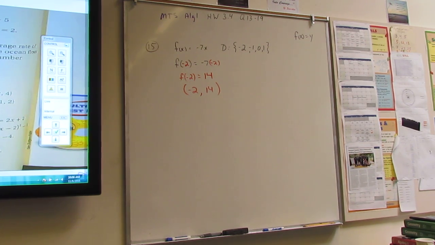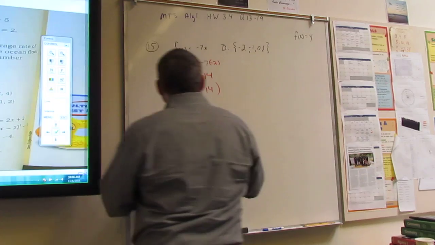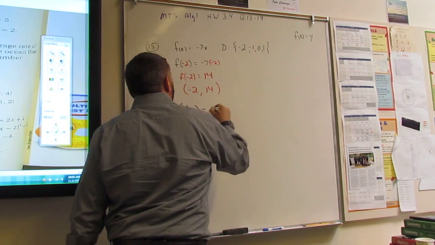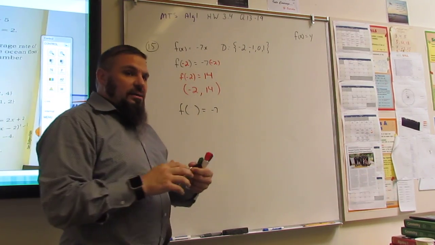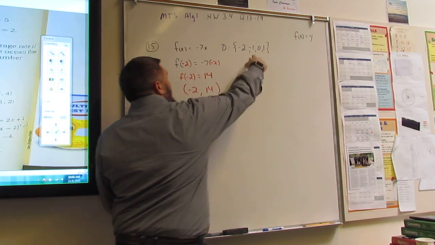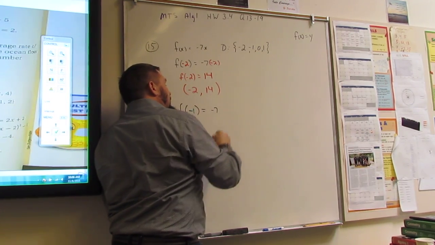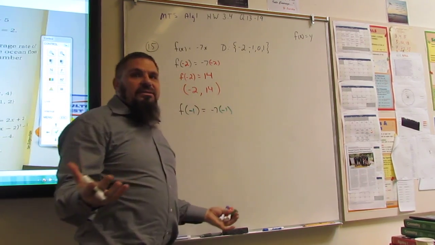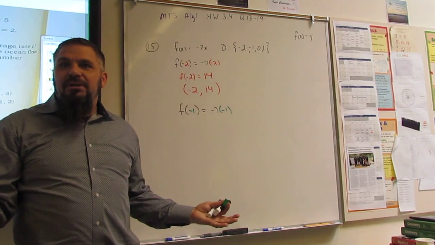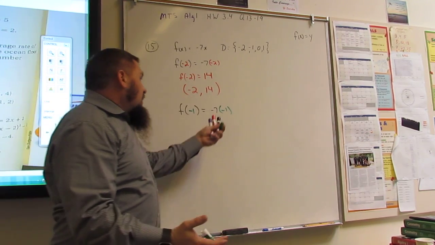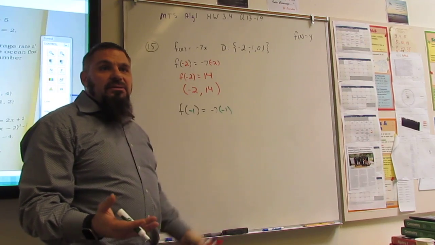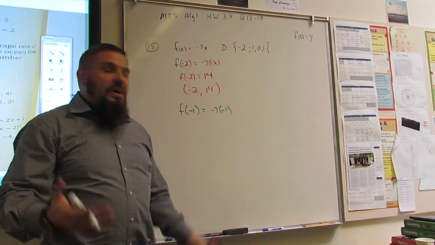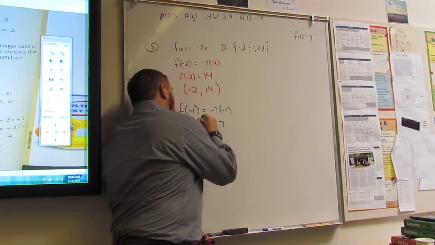Let's do the next one in green. F of equals negative 7, right? Then I'm going to plug in negative 1 and then times negative 1. That's it. That's all we're doing. What is negative 1 times negative 7? Positive 7. Say no more.